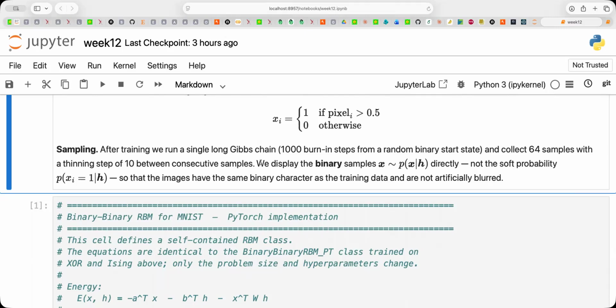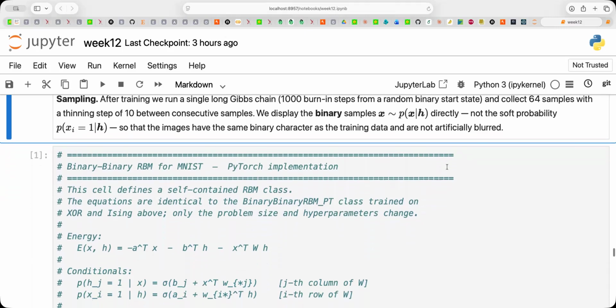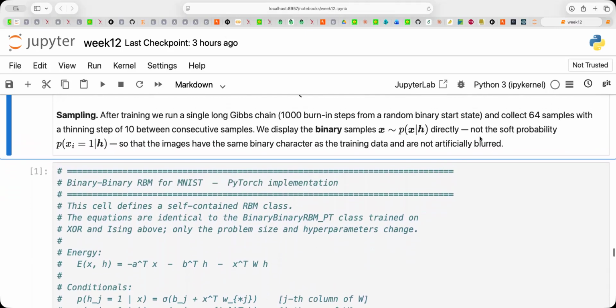So after training, we run a single long Gibbs chain to burn in from a random binary state, and collect 64 samples with a thinning step of 10 between consecutive samples. And then we display the binary samples directly and not the soft probability, so that the images have the same binary character as the training data.